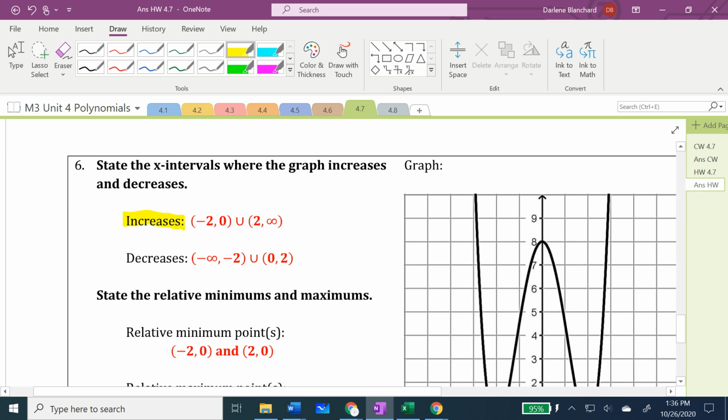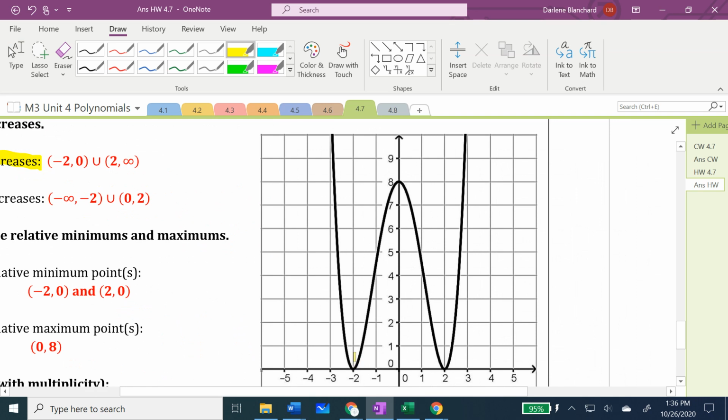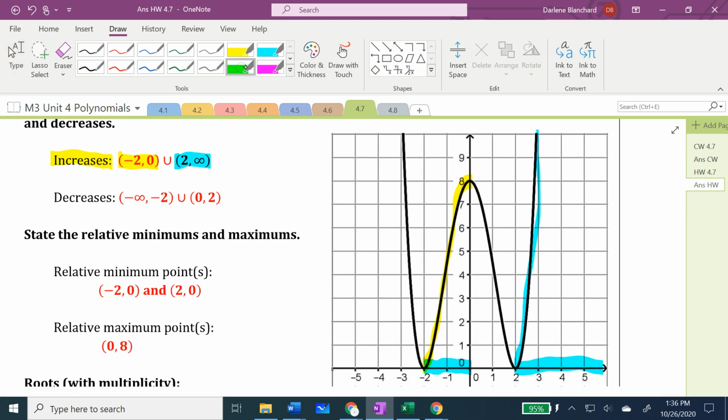Increasing means heading up. And from x equals -2 until x equals 0, you are heading upward. And so we are stating the x interval where it heads upward. And then when I look at the 2 to infinity, that's the x interval when it again heads upward. And then for where it decreases would be the x intervals where the graph heads in a downward way, and the other x interval where it heads in a downward direction.